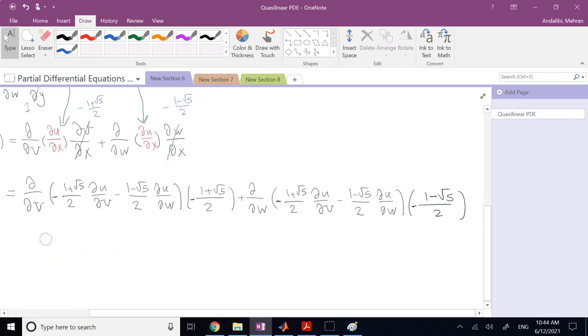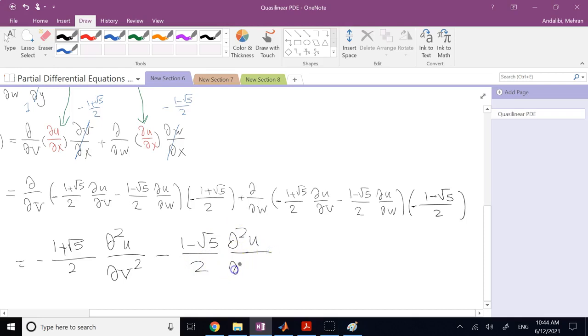Okay, this is good. And now we have to simplify that. Here you have partial of v, so it's going to be double partial v. So this is going to be negative 1 plus square root 5 over 2, second partial of u with respect to v squared. Then you have vw, correct? So it is going to be minus 1 minus the square root 5 over 2, second partial derivative of u with respect to v and w. This whole thing times that negative of 1 plus the square root 5 over 2.